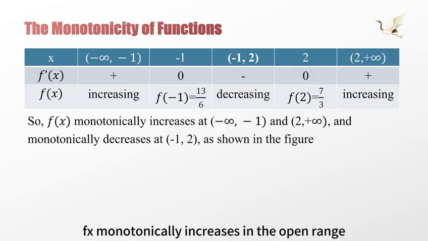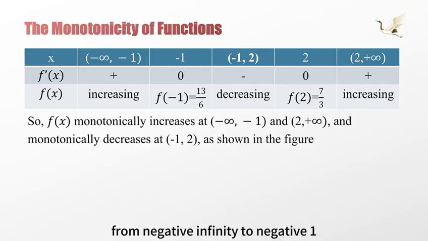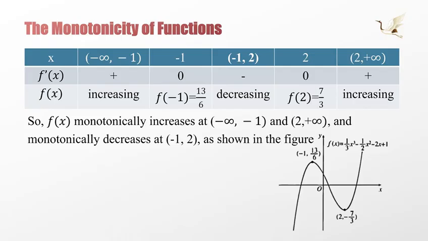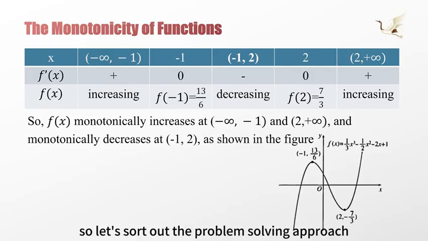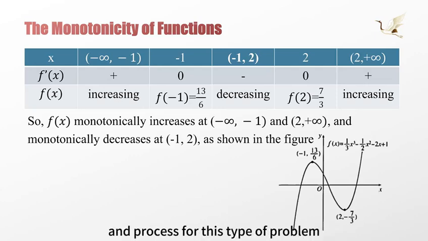f(x) monotonically increases in the open intervals from negative infinity to -1 and from 2 to positive infinity, and monotonically decreases over the interval from -1 to 2. We can roughly draw its image as shown in the picture. So let's sort out the problem-solving approach and process for this type of problem.